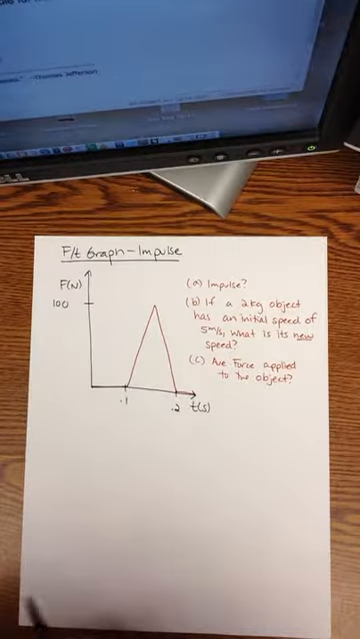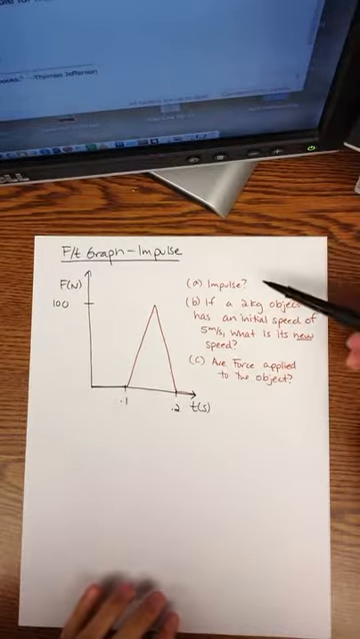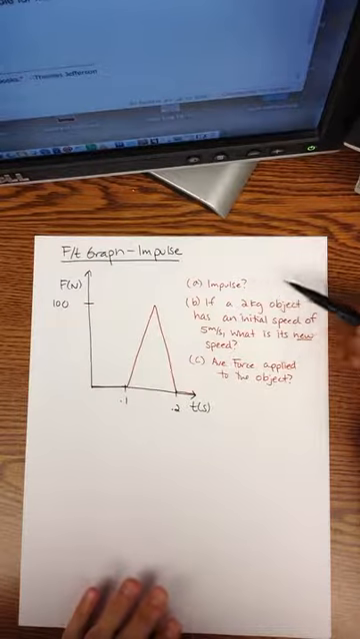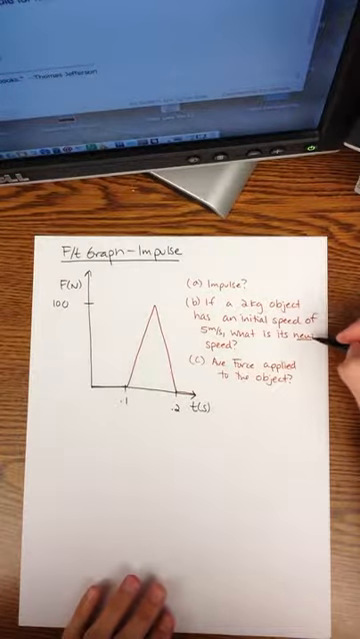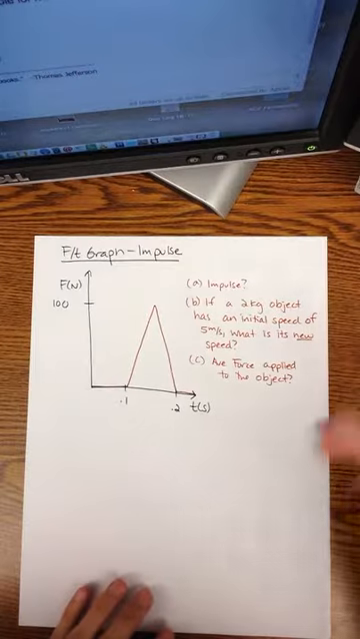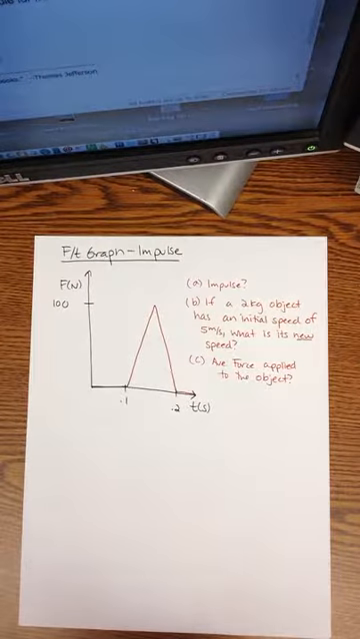We're going to look at a FT graph today and use it to answer 3 different things. So first we're going to look at what the impulse is for this object. Second, we're going to determine the object's new speed. And last, we're going to see what the average force was applied to the object.